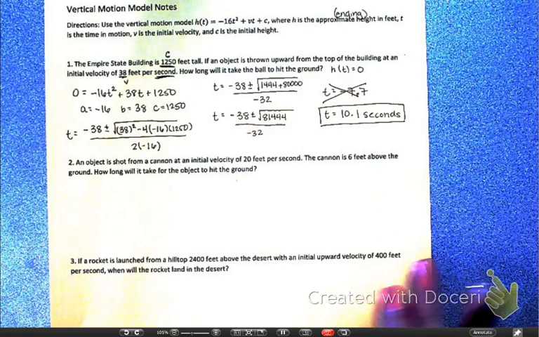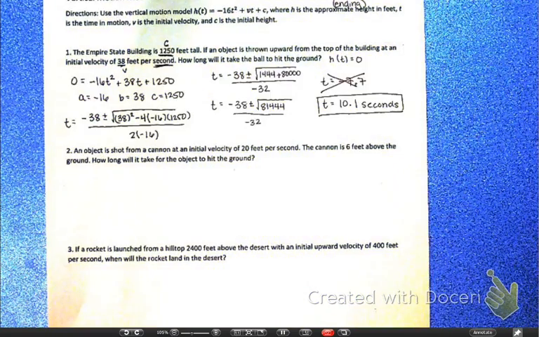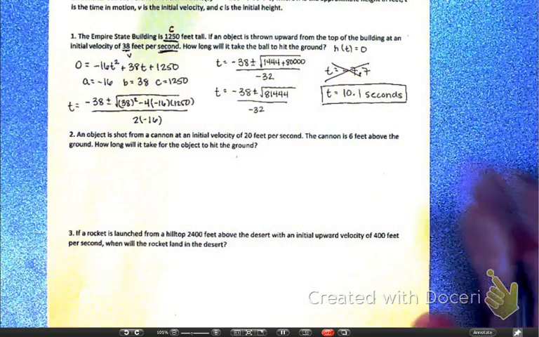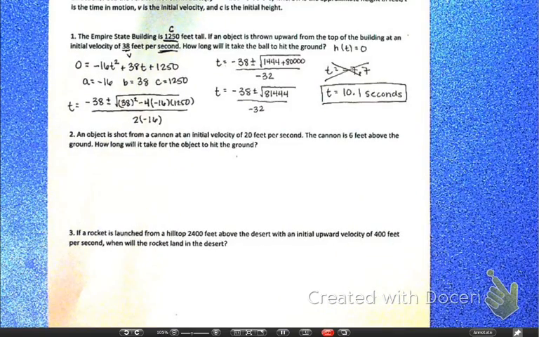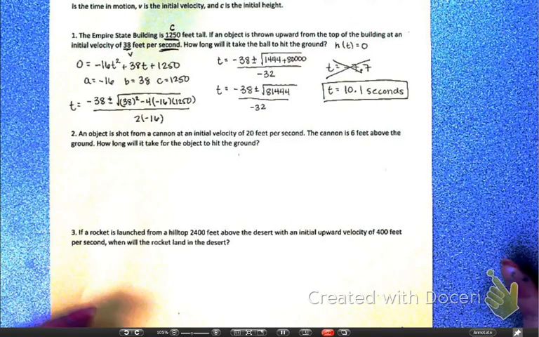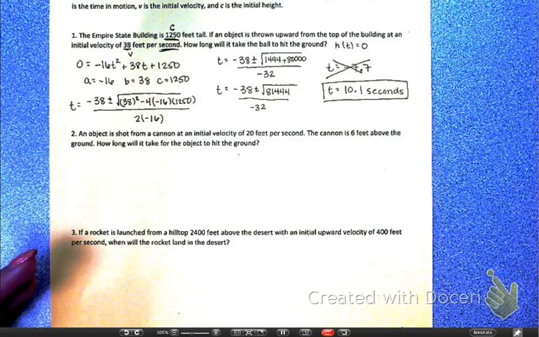Let's do number 2 together again. But it's going to be the same idea. Again, you can factor, you can choose to do it a different way. Quadratic formula isn't too bad, I don't think, for these problems because you don't have to simplify.